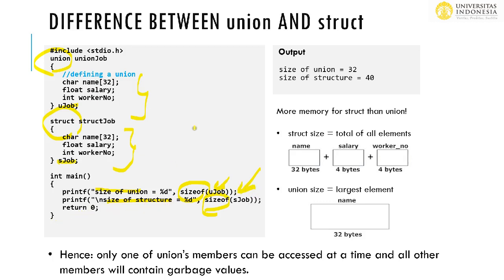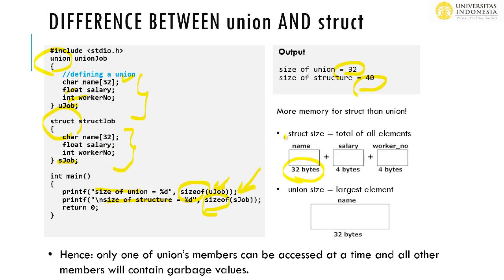What is the difference between those two? The size of the union is less, only 32, compared to the structure, which is 40. Where do those numbers come from? It comes from the size of each data defined here. So character name is 32, so it has 32 bytes, right? And also salary is a float, and worker number is an integer. It has 4 bytes each of them.